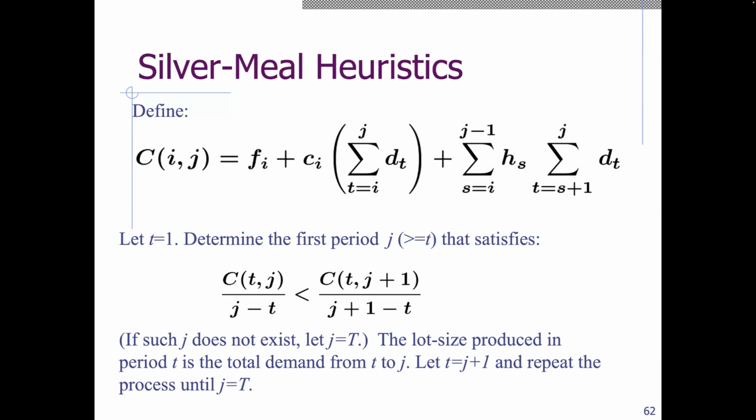Silver meal heuristics works as follows. Starting with period t equals 1, determine the first period j that satisfies this inequality. That means the cost c(t, j), divided by the number of periods attains the minimum value. Then determine the production amount in period t so that it is equal to the total demand from t to j. Then proceed to the next period j plus 1 by setting t equals j plus 1, and repeat the process until we reach the final period T.